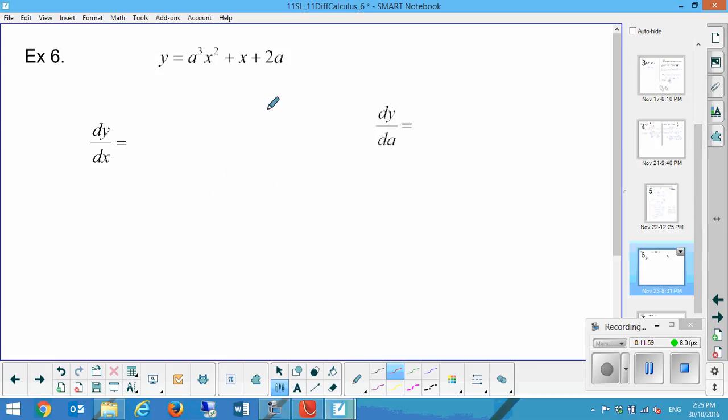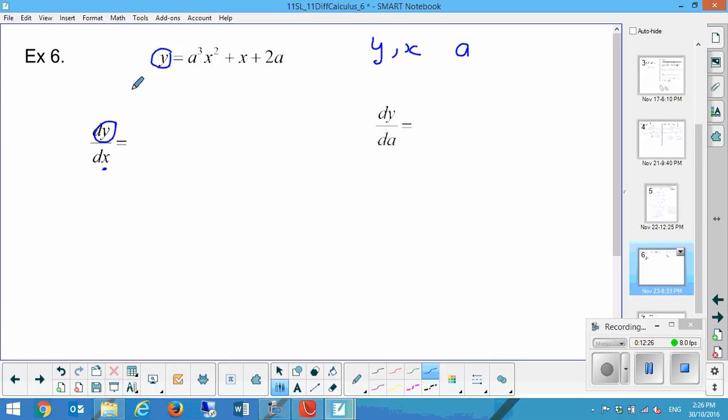So let's look at this one. This is new. We didn't do this one in class. Here I've got a function with 3 variables in it. Our main variables are usually y and x, but in this case, we've got an a in it. So when I see this, I want to differentiate the function in y. So this y means we're differentiating this function with respect to x.